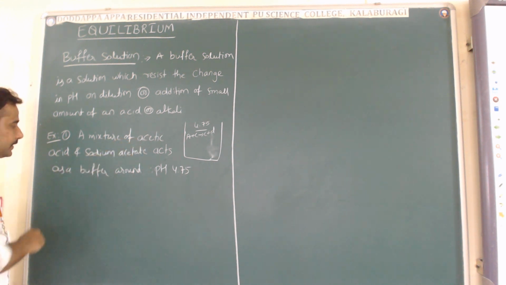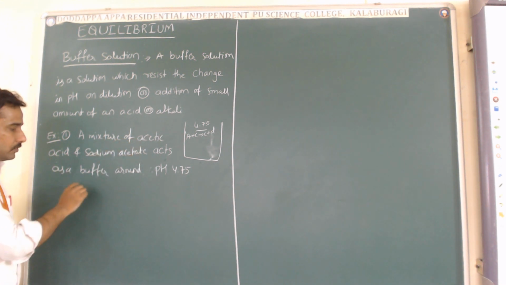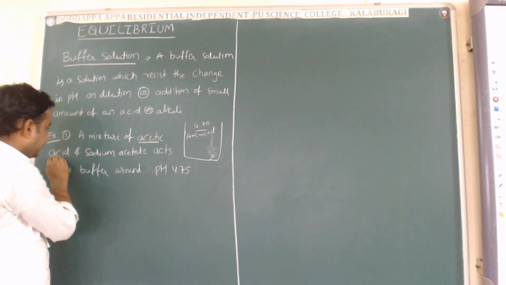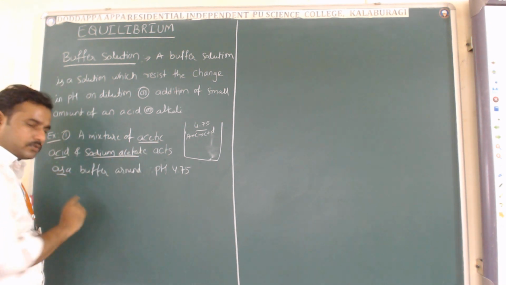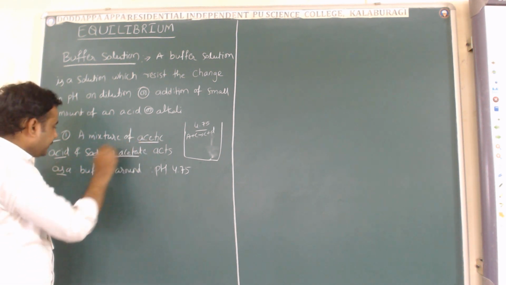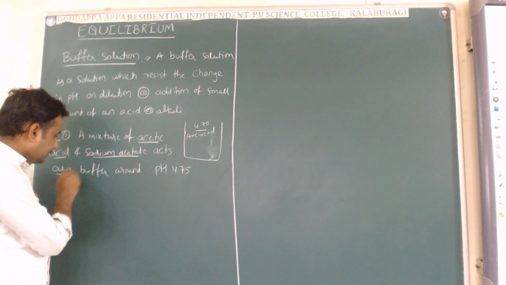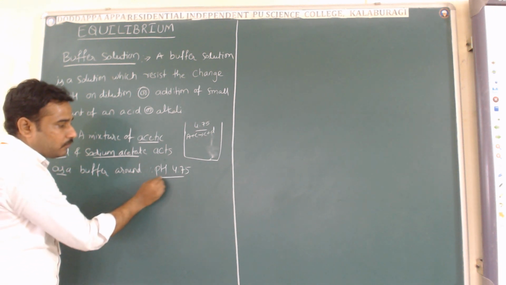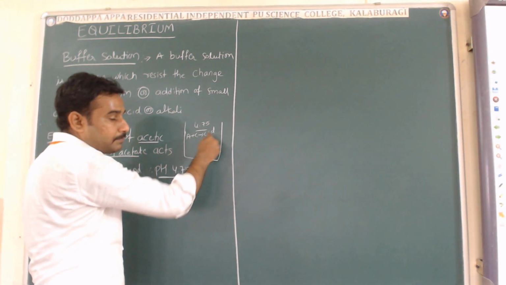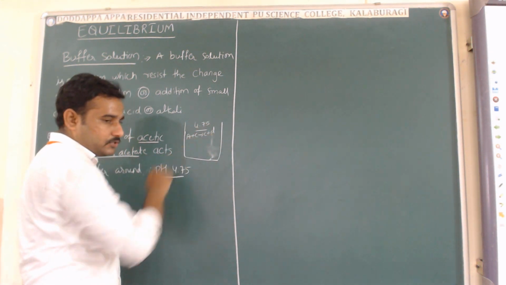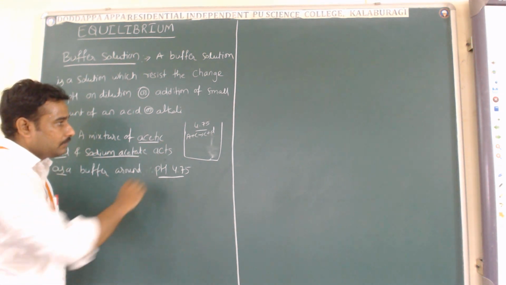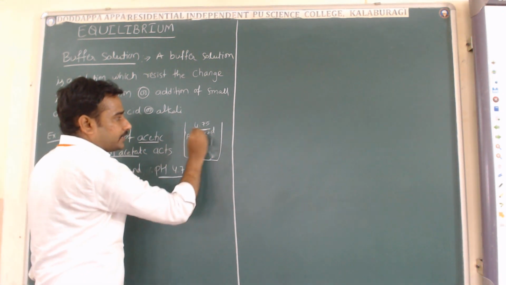When you take a mixture of acetic acid and sodium acetate, you are making a buffer solution. For the buffer solution we require acetic acid and sodium acetate. Many chemicals can be used, but the one example I have given is acetic acid and sodium acetate, which acts as a buffer around pH 4.75. Suppose in the solution A plus B is converted into C plus D. When you add the acetic acid and sodium acetate buffer solution, the pH of the solution is maintained.